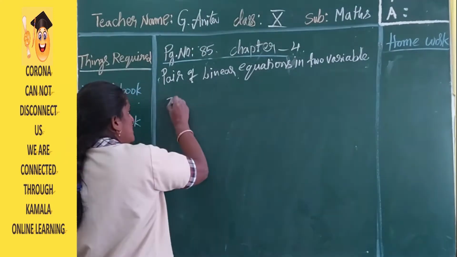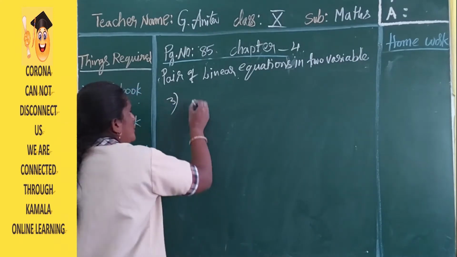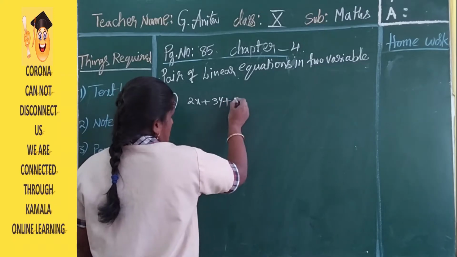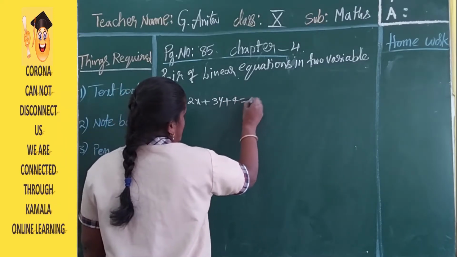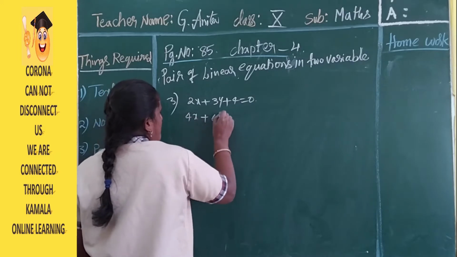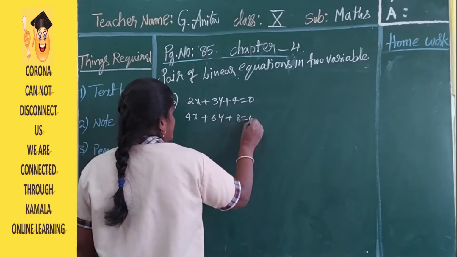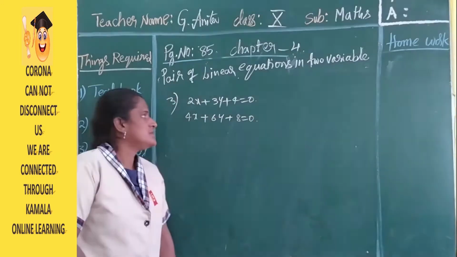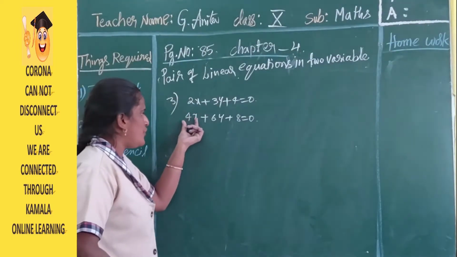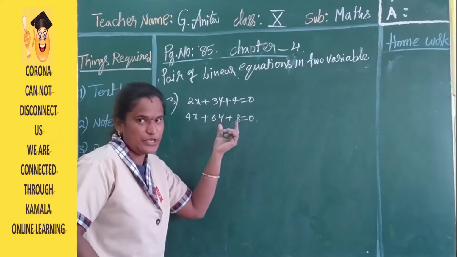So for the third case, for example, I am choosing 2x plus 3y plus 4 equal to 0, and next, 4x plus 6y plus 8 equal to 0. So here 2x plus 3y plus 4 is equal to 0 and 4x plus 6y plus 8 is equal to 0.